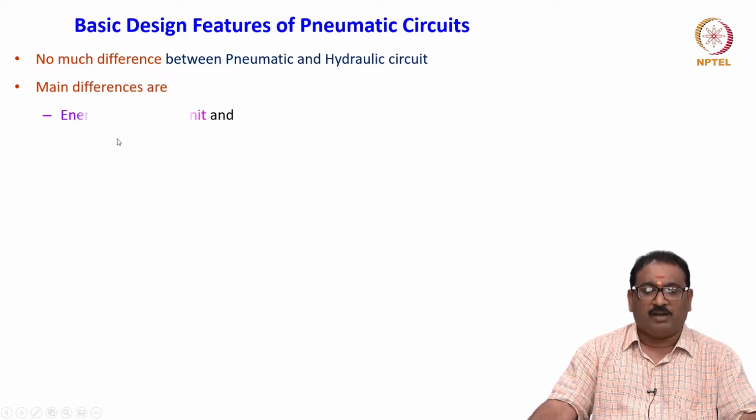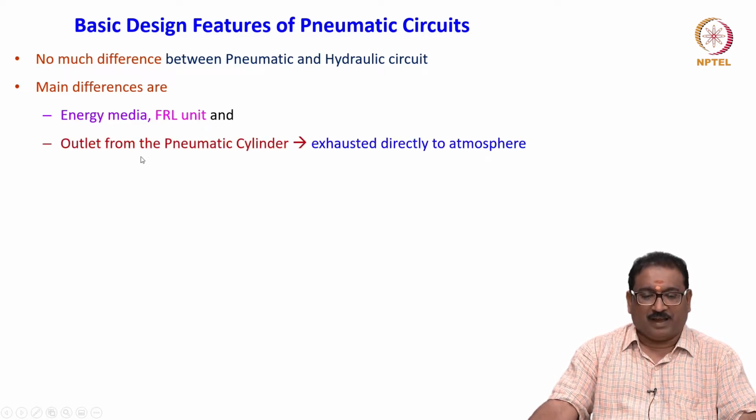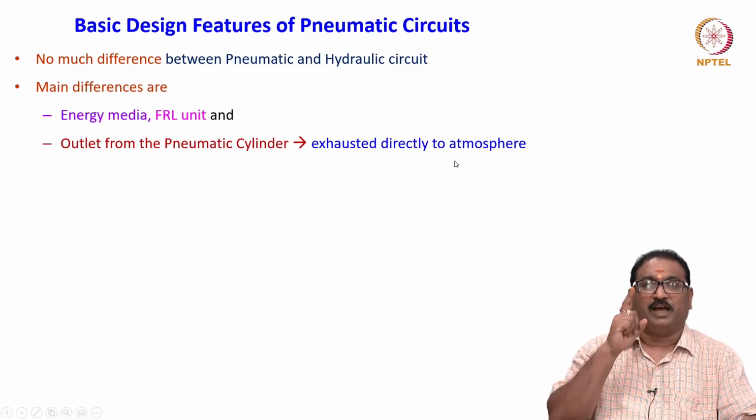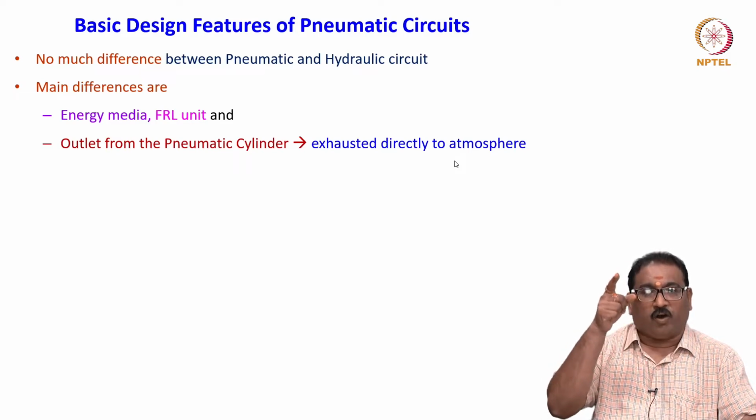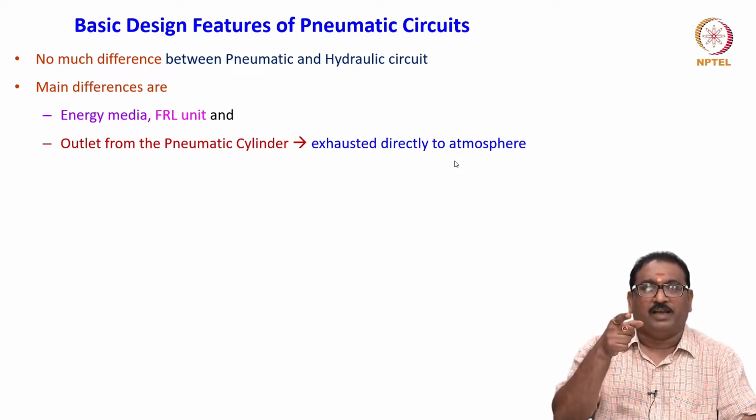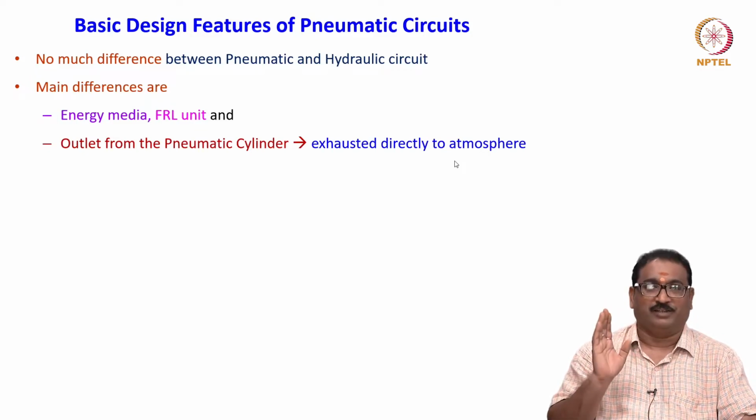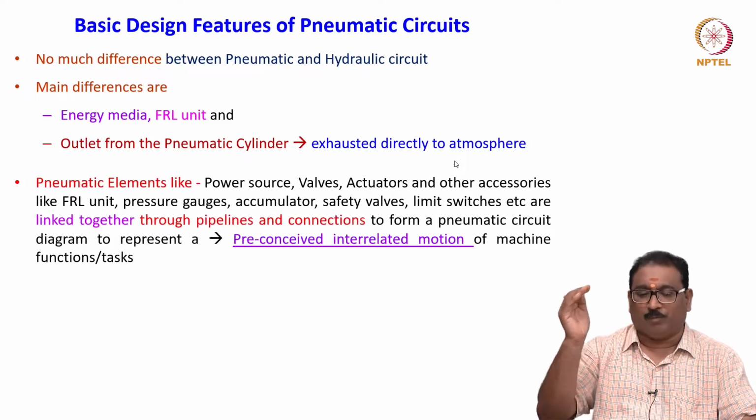Main differences are energy media. As I have told you, here we are using compressed air, then FRL units for the secondary air preparation, which you have seen already in the previous class. The outlet from the pneumatic cylinder is exhausted directly to the atmosphere. But in hydraulics, the exhaust oil, the return oil, goes to the tank through the filters, correct? Return line filter. But here, no, it directly exhausts to the atmosphere.